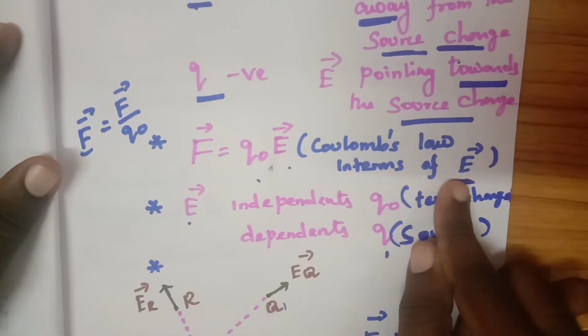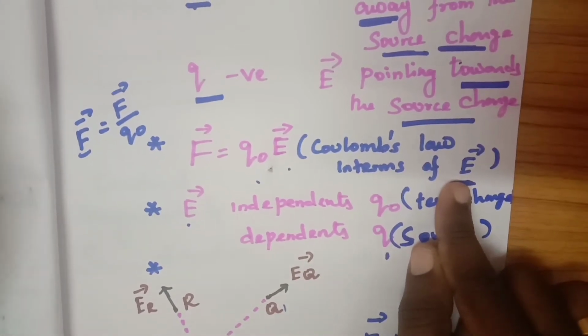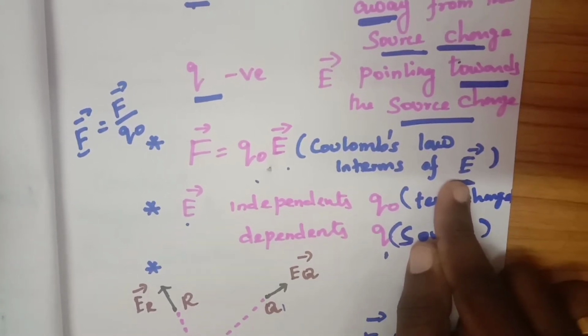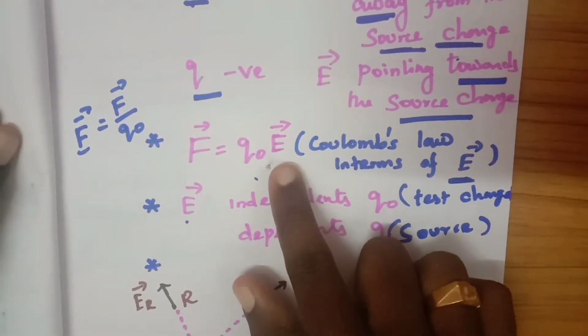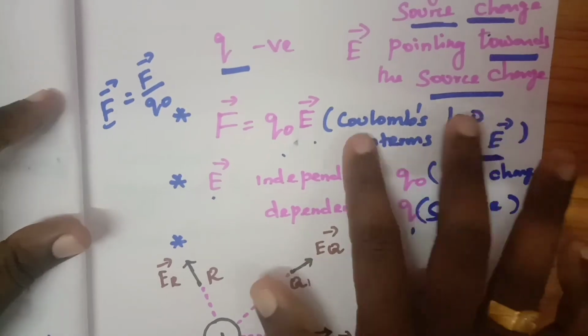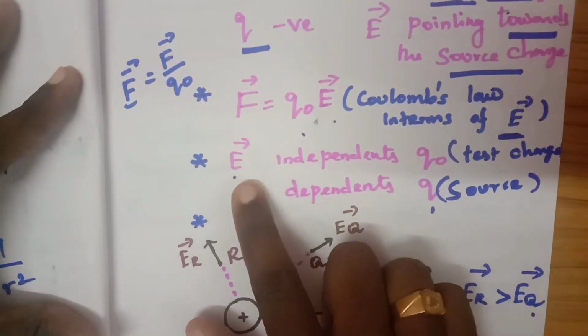Okay, already we discussed Coulomb's law between two point charges, the interaction between two point charges. Here the electric field is included in terms of Coulomb's law. It is Coulomb's law in another form.